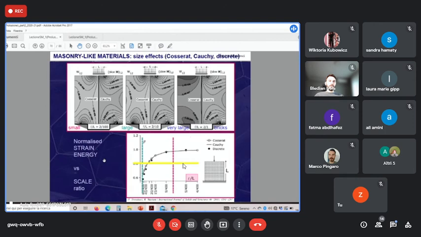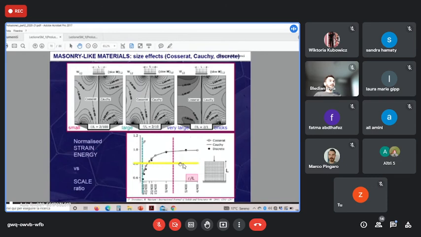What is worth to observe is only that in the case of this enriched continuum, that is a micropolar continuum, Cosserat continuum, it is possible to preserve memory of the size. While the classical continuum that you studied in the theory of elasticity, the Cauchy continuum, cannot account for the size of the elements, cannot preserve memory of the size. And for instance, this is a solution. In the vertical axis, I represented the energy of the model. And the horizontal axis, this is a scale ratio. That is the ratio between the length of a brick with respect to the length of the panel. And the solution, the yellow line, represents the Cauchy solution.